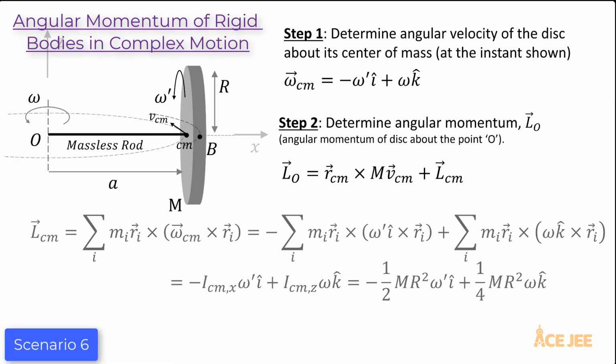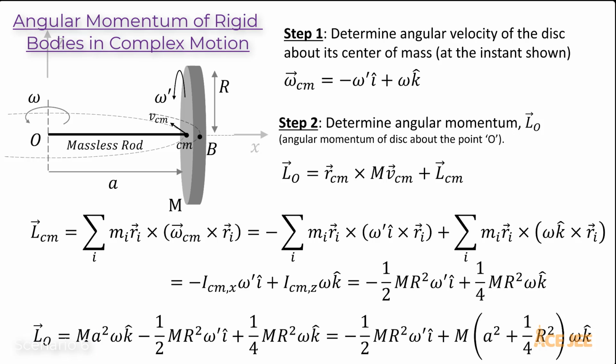Now going back to finding L_CM, that is the angular momentum about the center of mass, that will simply be minus I_CM about the x-axis times omega dash i cap plus I_CM about the z-axis times omega k cap, which then gives us the expression for the net angular momentum vector about O.